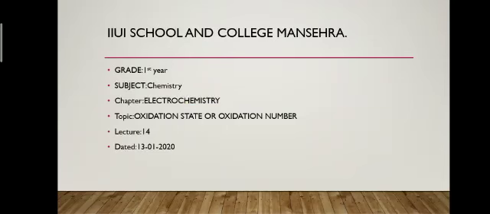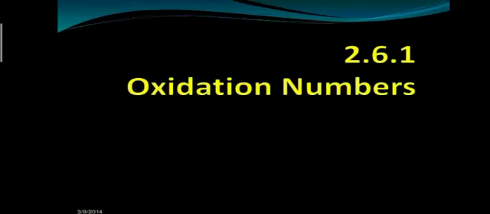The topic name is Oxidation State or Oxidation Number and the chapter name is Electrochemistry. First of all, what is oxidation number or oxidation state? The oxidation state is the apparent charge. It may be positive or negative, which an atom would have in a molecule or ion.